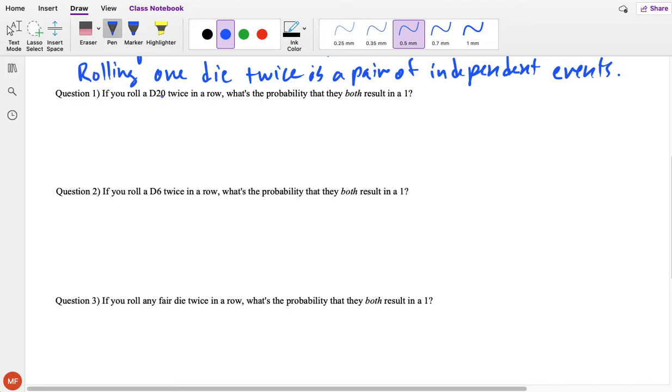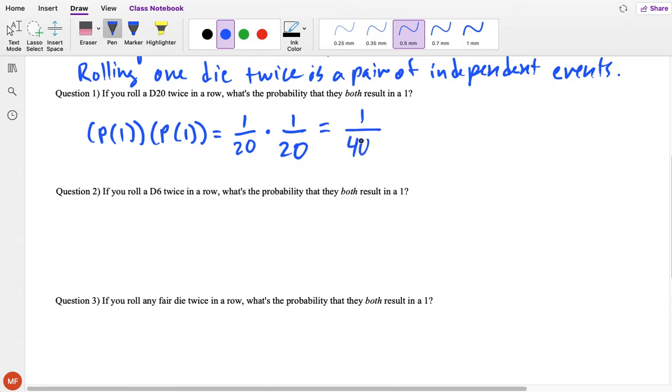So let's first ask the question, what if you were to roll a d20 twice in a row? What's the probability that they're both a critical fail? Well, since rolling the die twice is a pair of independent events, all you have to do is take the probability of rolling a 1 the first time times the probability of rolling a 1 the second time. Since it's a 20-sided die, and unless otherwise stated, you're to assume that the numbers on the sides are 1 through 20, we're going to have a 1 out of 20 chance for each of those. And that gives us 1 out of 400.